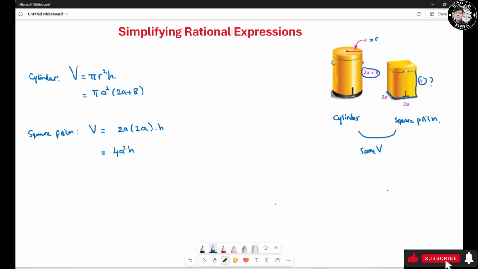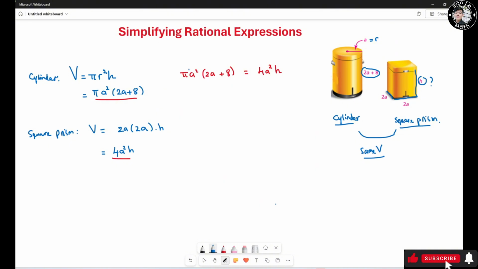Now, because the cylinder and the square prism have the same volume, this guy and this guy are equal, right? So we have pi a squared times 2a plus 8 equals 4a squared times 8.